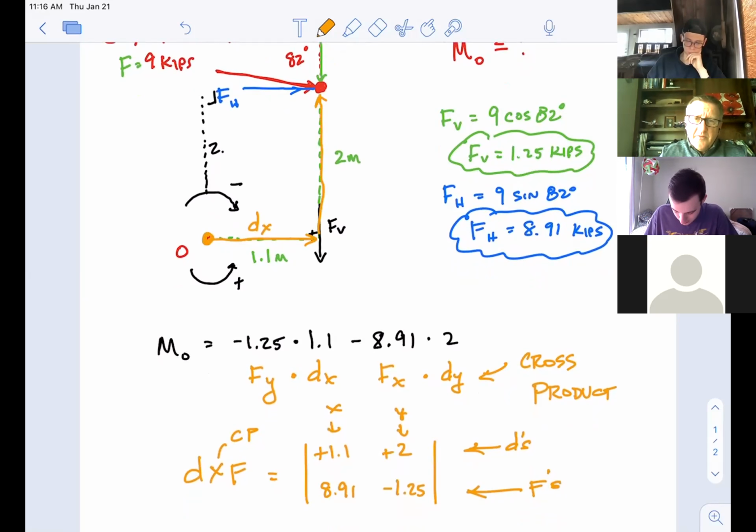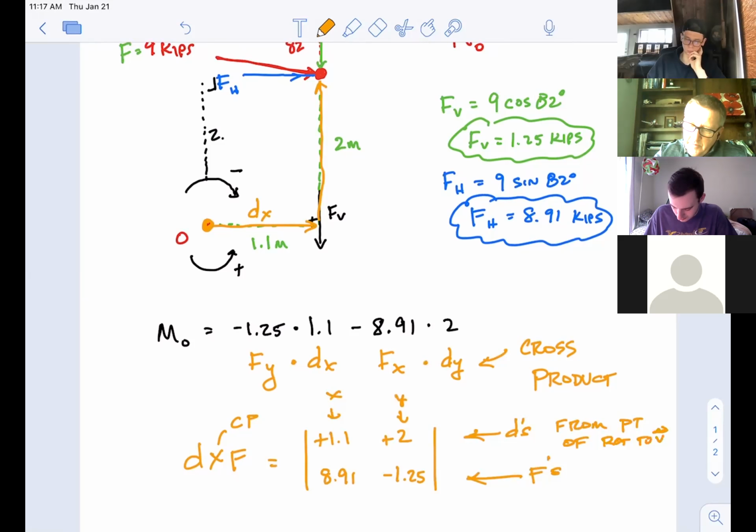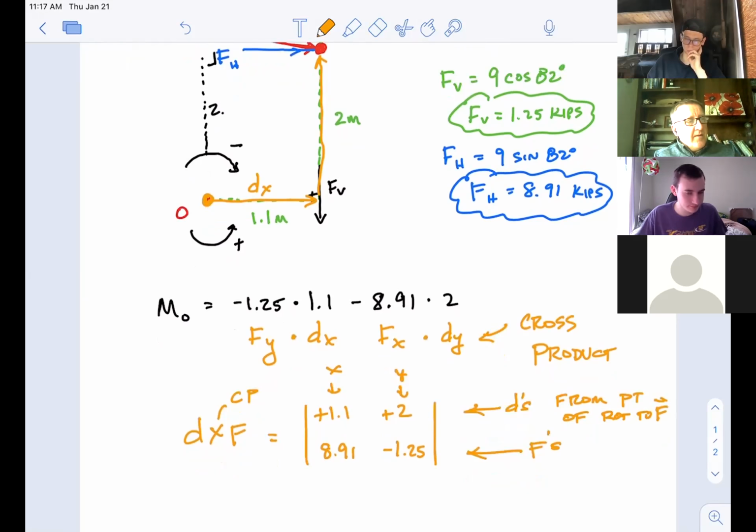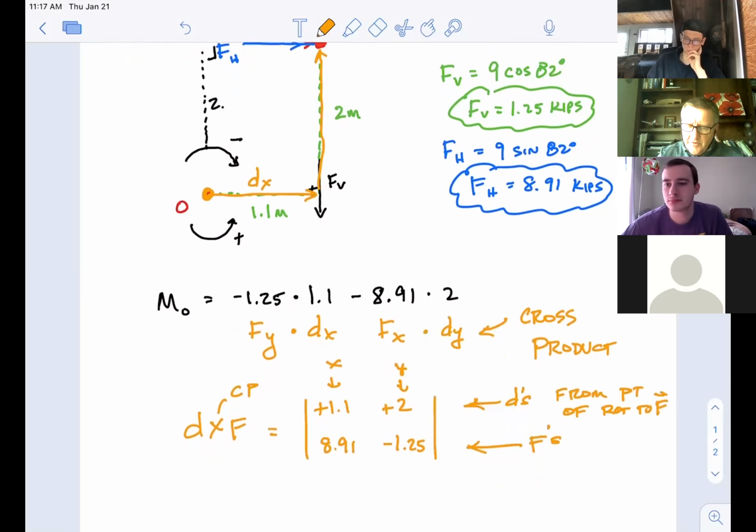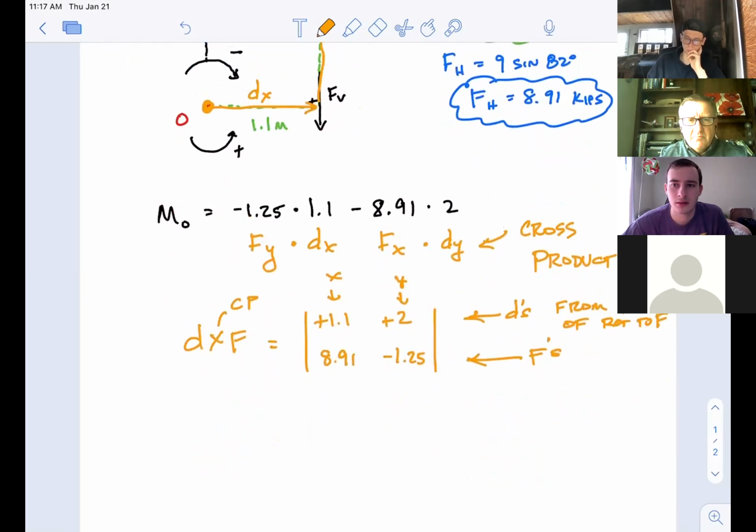It's basically how far away, this is sort of like the distance from the point of rotation to the force vector. And if you haven't seen this before, and I'm sure you have in physics, I'm going to put a little vector symbol over it. How far away is it? And then 8.91 is the force vector in X, and negative 1.25 is the force vector in Y. Have you seen this before? A determinant? Yes or no, I don't care, but have you seen this?